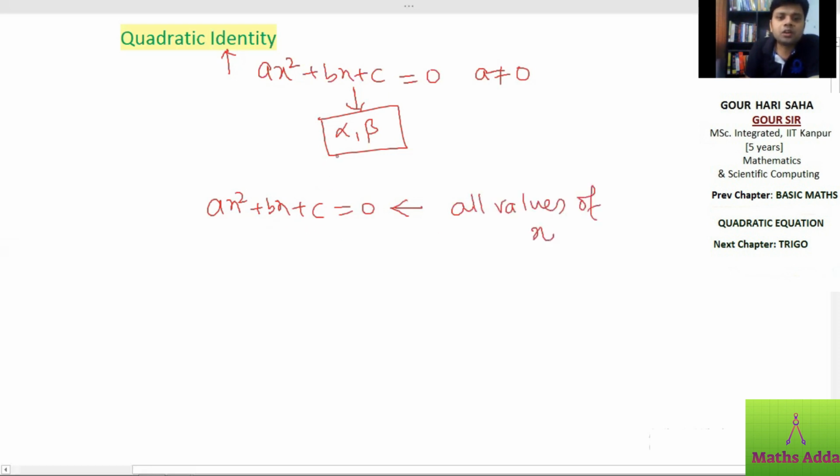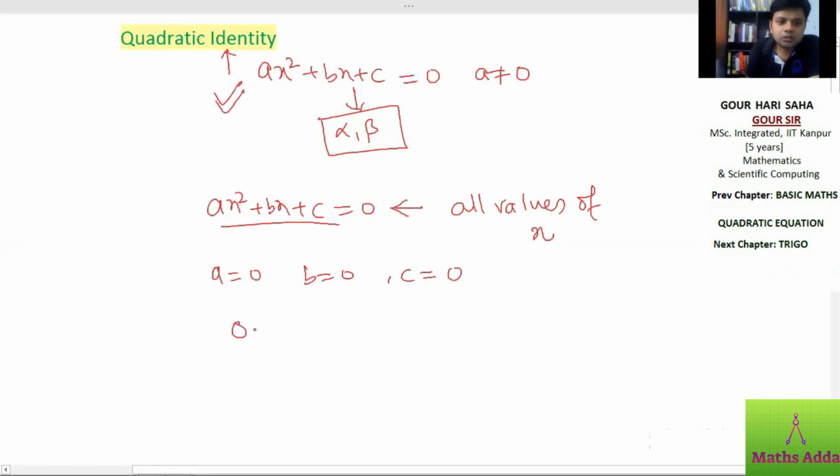not only alpha and beta, like alpha beta roots in the previous case of quadratic equation. a alpha square plus b alpha plus c will be 0, right? Alpha satisfies and beta satisfies, right? Here it says not only alpha beta, it will be satisfied by all values of x. Such is called quadratic identity. When it is possible, we know quadratic equation has only two roots, it is quadratic. So how can it be satisfied by more than 2, right? So this is only possible when a is 0, b is 0 and c is 0, then it is true.